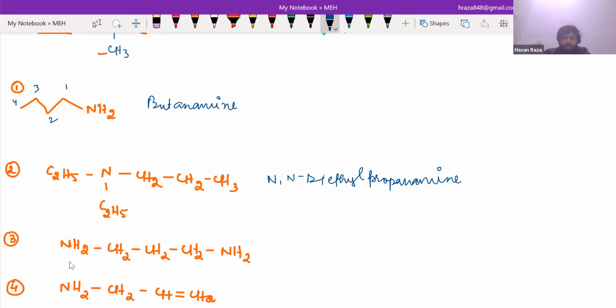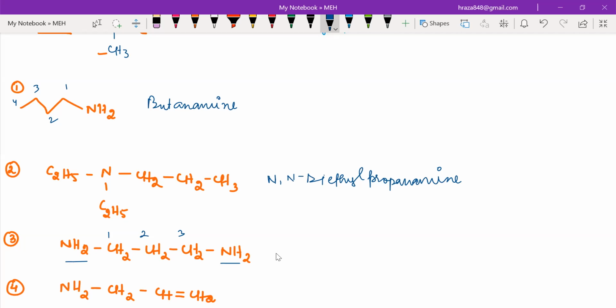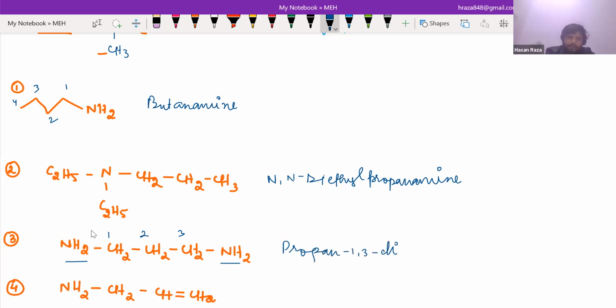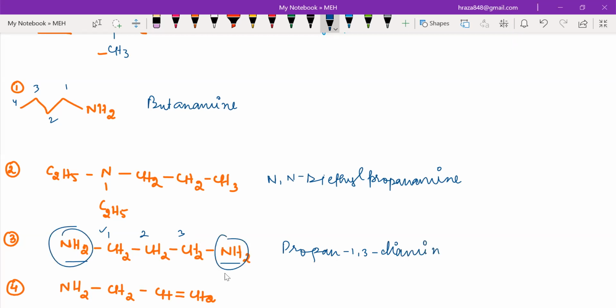So see, both are primary here. Now you can write 1, 2, 3. So what will its name be? Propane 1 comma 3 diamine. Why 1 comma 3? Because it is on the first carbon and on the third carbon. Oh, okay. That's why we need to write it. Yes, sir. Understand.